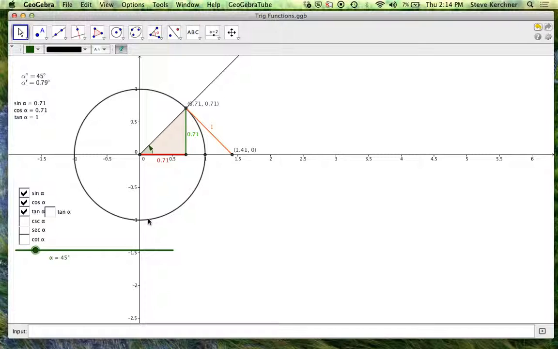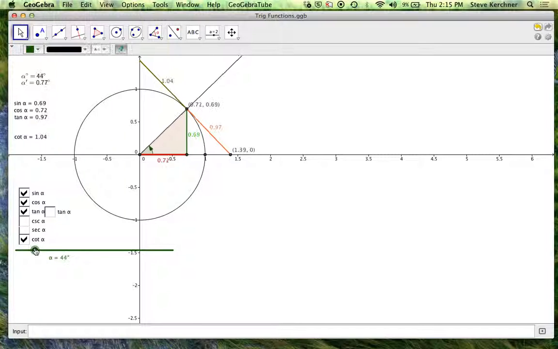So rather than having the opposite over the adjacent, it will be the adjacent side over the opposite. And so right now the cotangent should have a value of 1, should be the same as the tangent because they are reciprocals of one another. 1 over 1 is equal to 1 over 1. So let's see where it appears on the unit circle. So there's the cotangent, the green line, coming from the point where the angle intersects the unit circle to where it intersects the y-axis. You can see it has a value of 1.